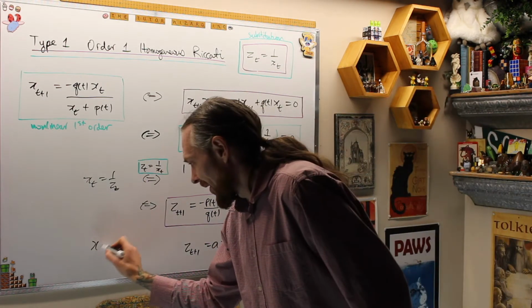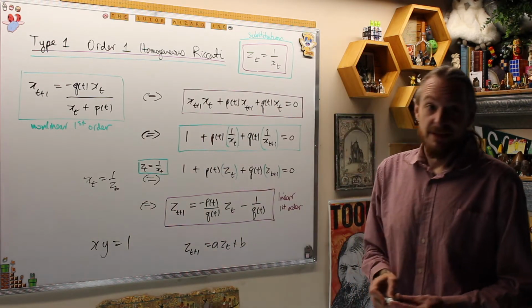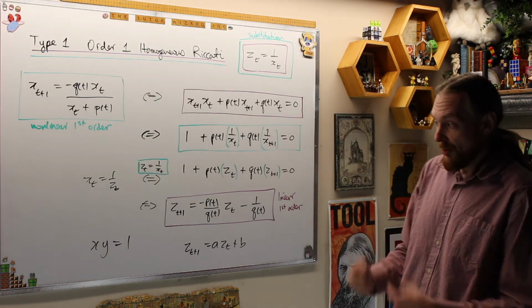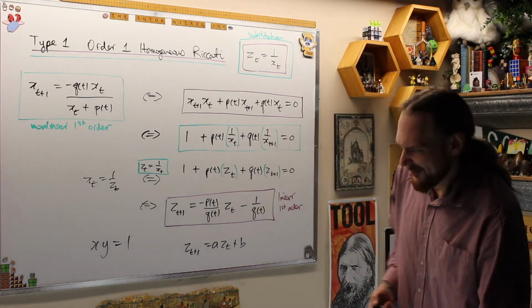Same reason as when we have a hyperbola xy equals 1. That means y equals 1 over x, or x equals 1 over y, whichever one you want. There's enough rope to hang yourself. Be careful.